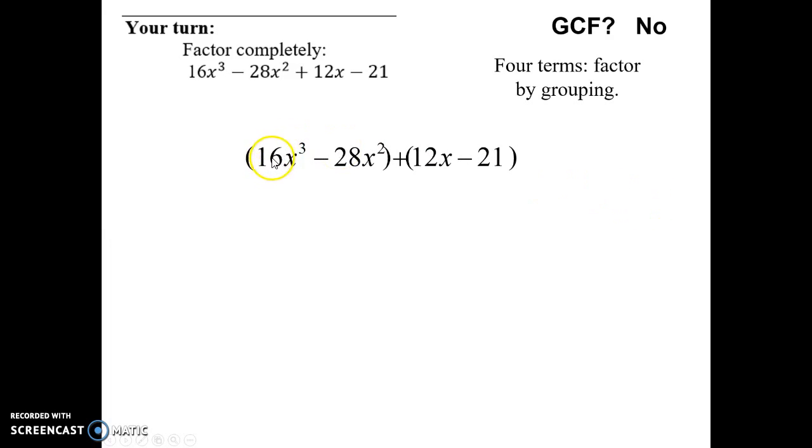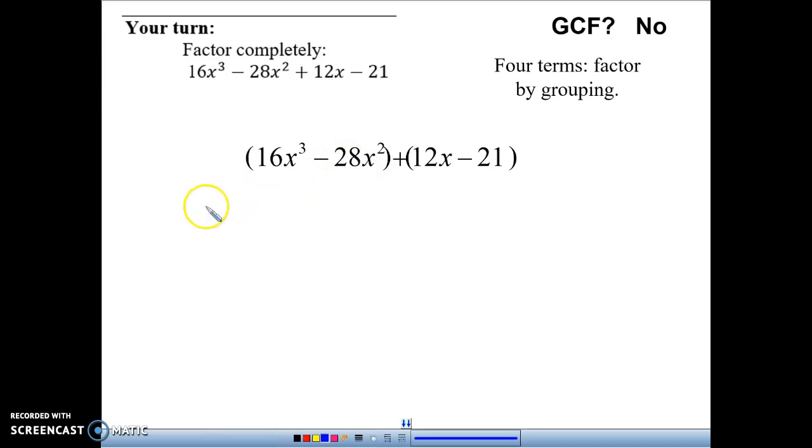Now, I'm going to factor out a GCF from both groups. Between the 16 and the 28, what's your GCF? Yes, that's going to be a 4. Between x to the 3rd and x squared, what do they have in common? That's going to be an x squared.